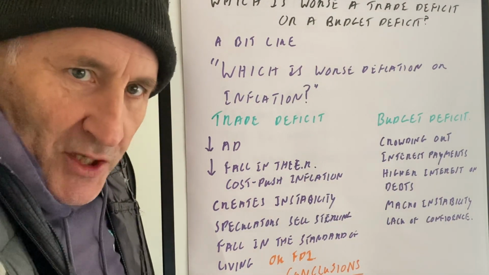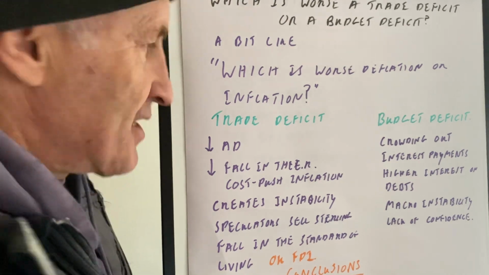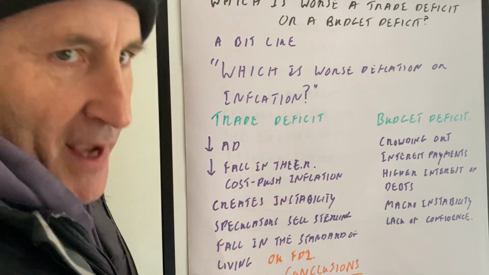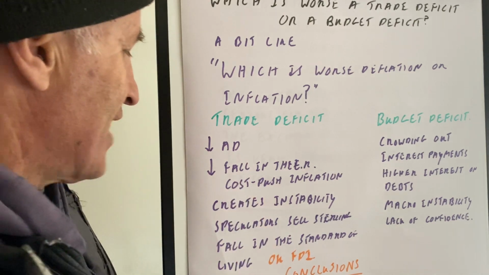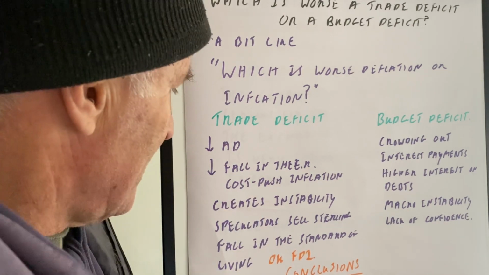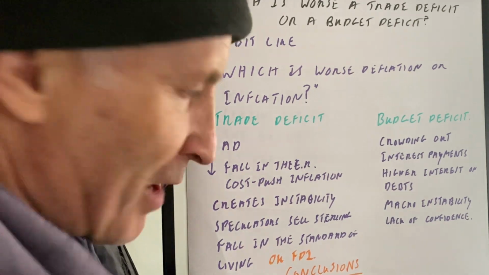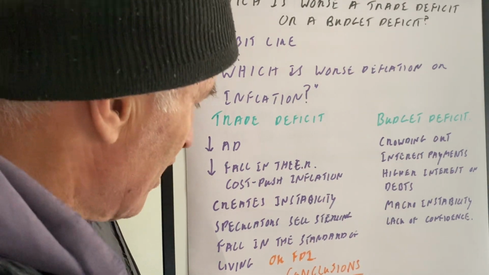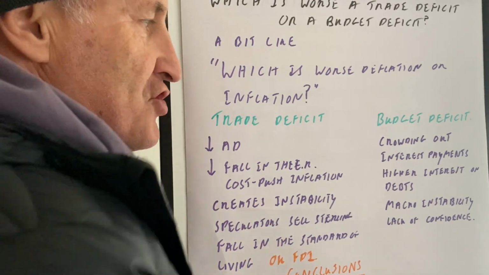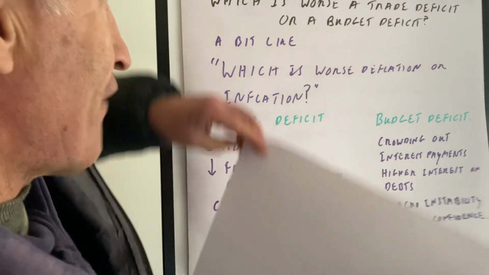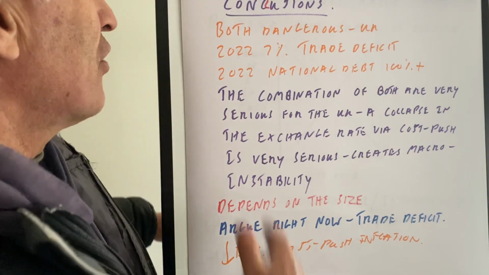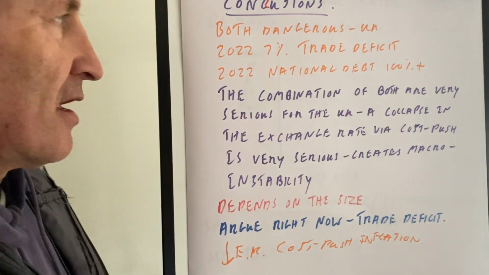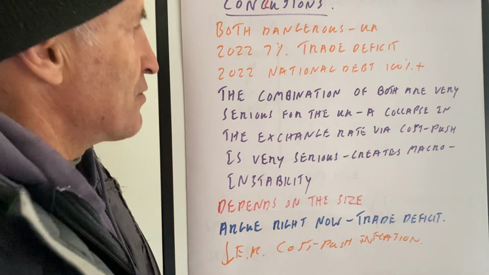Then we asked the question, which is worse, a trade deficit or a budget deficit? Problems of a trade deficit are all the way down here: fall in AD, fall in the exchange rate, greater instability. Speculators might start selling sterling, and that could create cost-push inflation. Then we've got all the problems of a budget deficit on there. Conclusions: both dangerous. In 2022, our trade deficit was 7% of GDP.